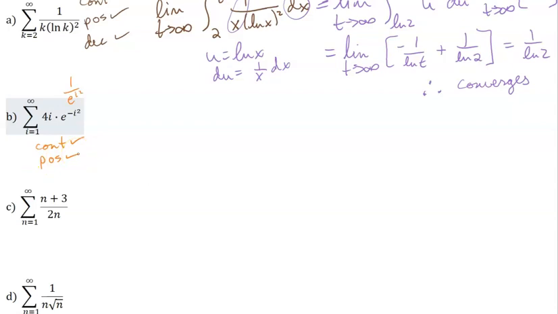Yes, because even though we have an i in our numerator, which means that the numerator is going to be getting larger, we're dividing by an exponential that's raised to a higher and higher power. So the limit at infinity of 4i times e to the negative i squared is still going to go to 0, because the denominator is getting bigger much faster than the numerator. So yes, this is also a decreasing series.